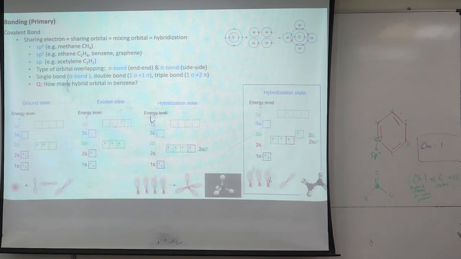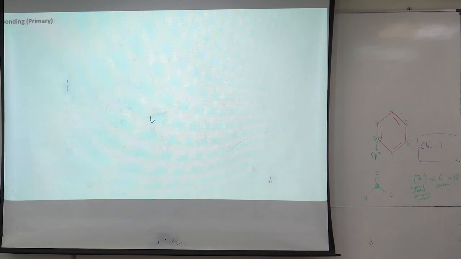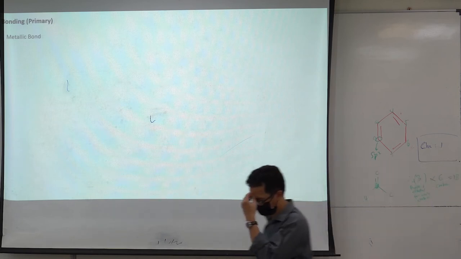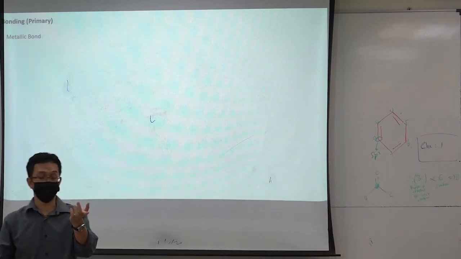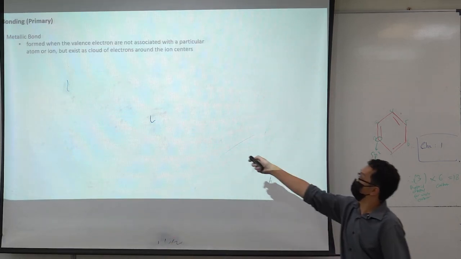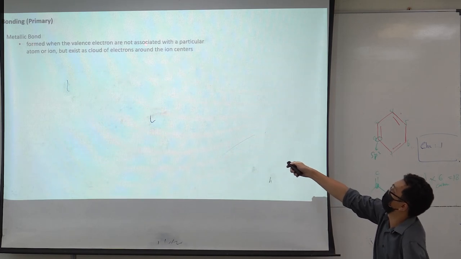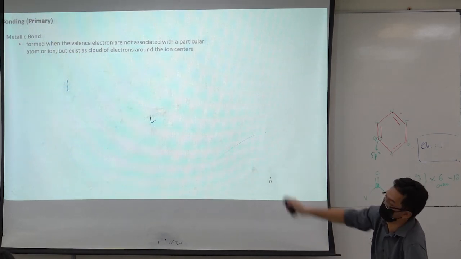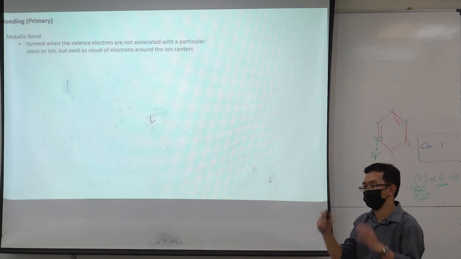Okay, so next. That is basically metallic bond. That is what we call the bonding, which you will see again and again. Metallic bond forms when the valence electrons are not associated with a particular atom or ion. That means the valence electrons are free.